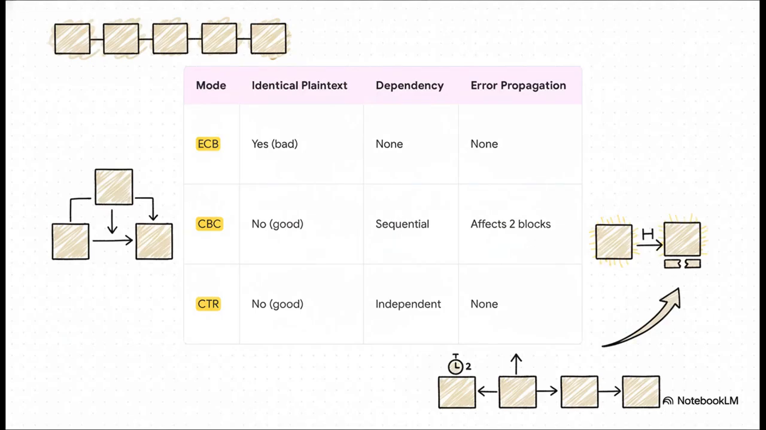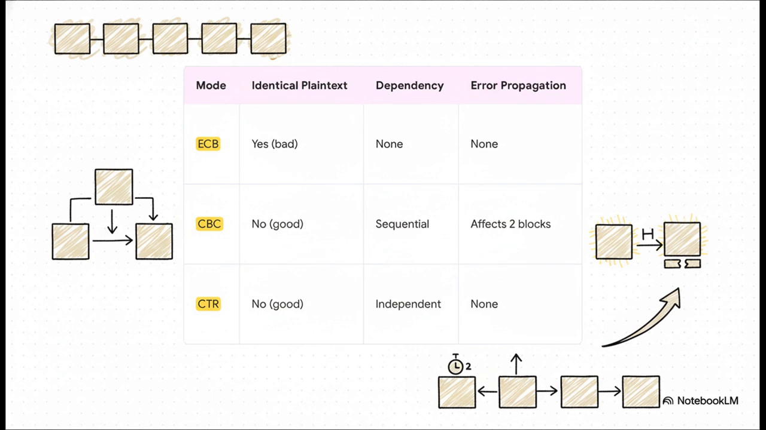Okay, so this table right here, this is basically your cheat sheet for your exam. We already know ECB is bad. It leaks patterns. So how do we fix it? Well, look at CBC, or cipher block chaining. It's smart. Before it encrypts a block, it mixes it with the scrambled result of the last block. So even if you have two identical blocks of plain text, they'll end up looking totally different.